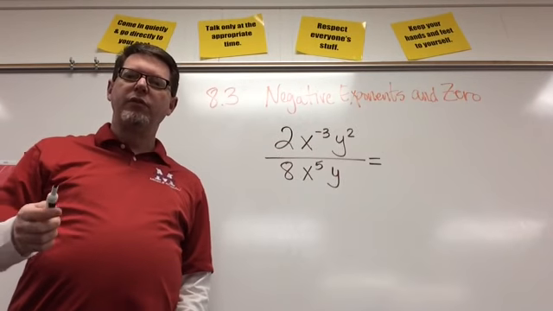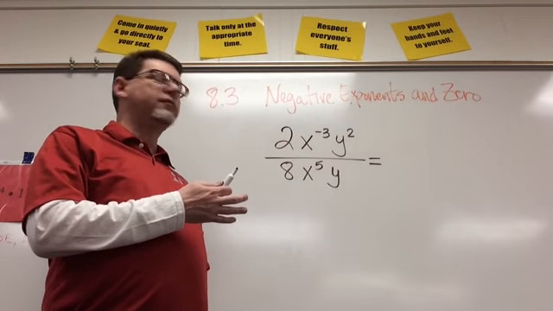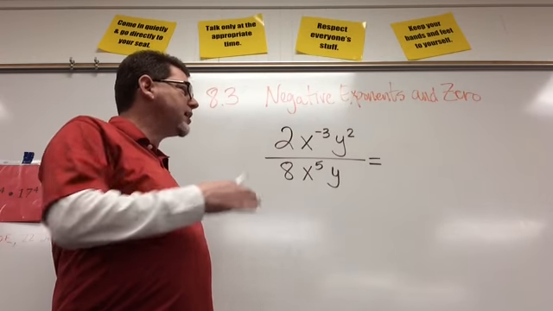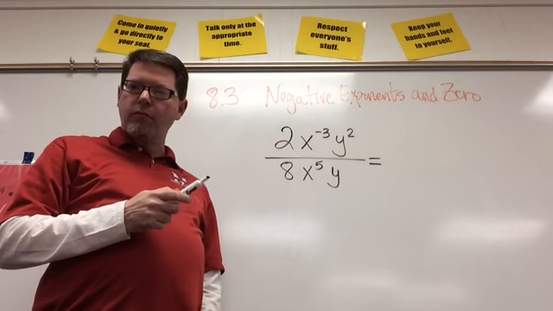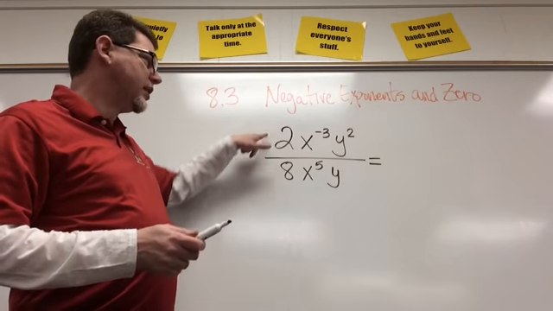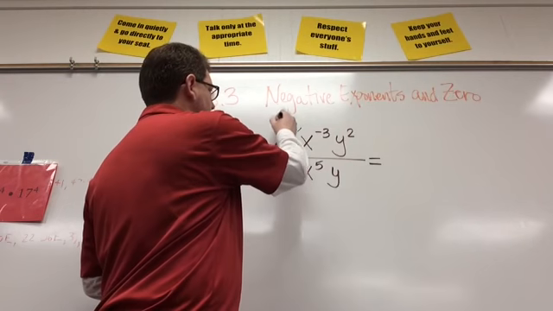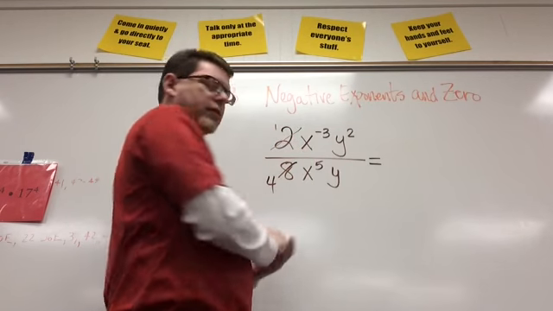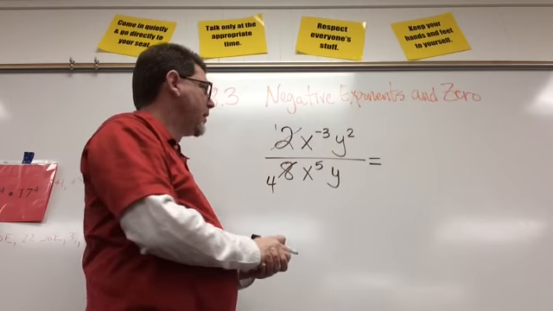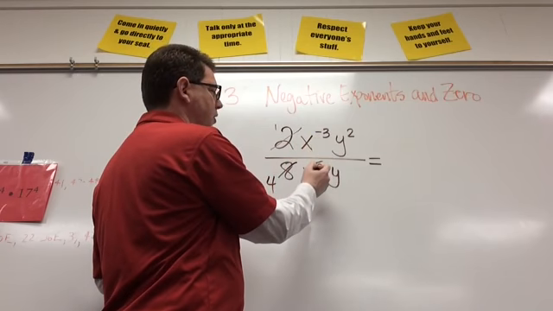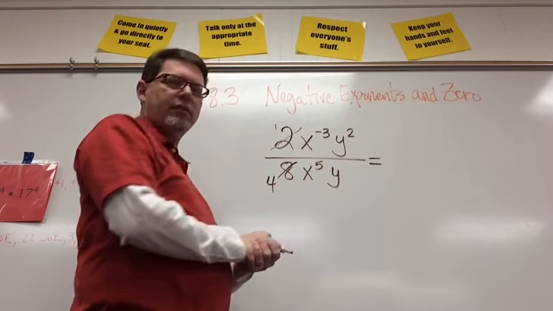And the last example I want to do for you is 2x to the negative third y squared divided by 8x to the fifth y. So let's start with our 2 and our 8, and we're just going to simplify. That's going to become a 1. That's going to become a 4. So 1/4. Now I've got x to the negative third over x to the fifth.